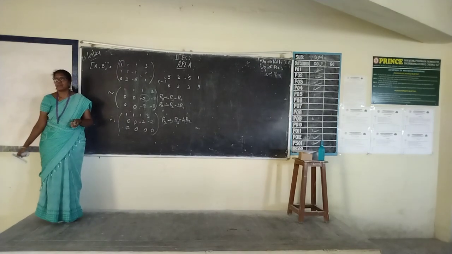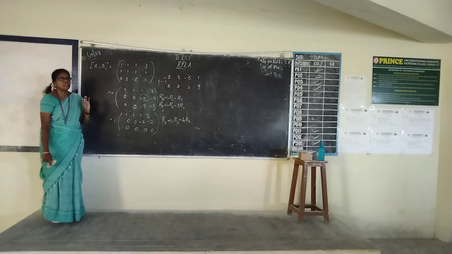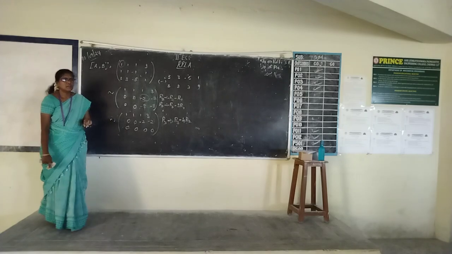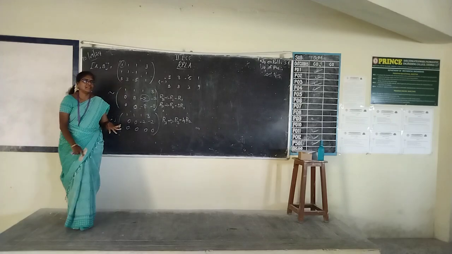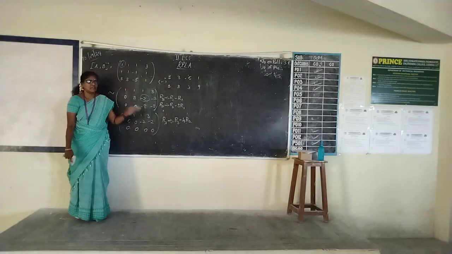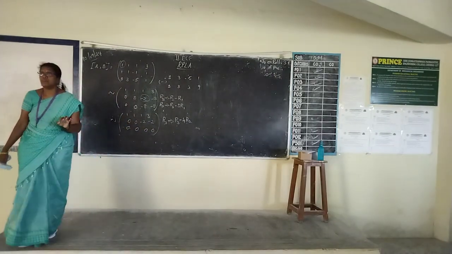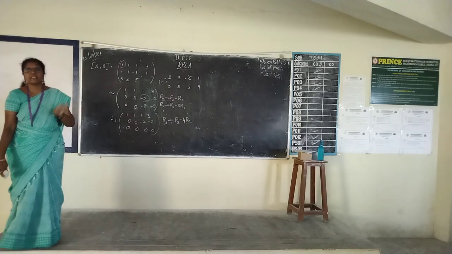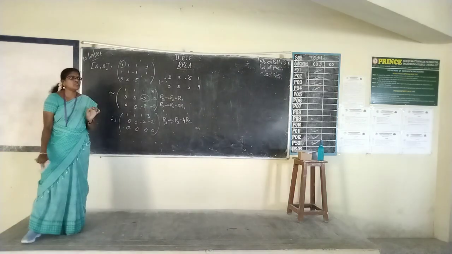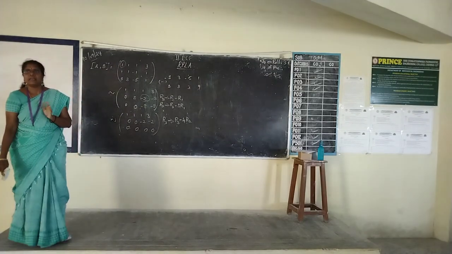Okay? So our main target is to make the maximum number of elements 0. Can you understand now? Yes. Now tell me what is the rank of A? 2. Does a solution exist or not? It exists. Now we will discuss whether it is unique or infinite.